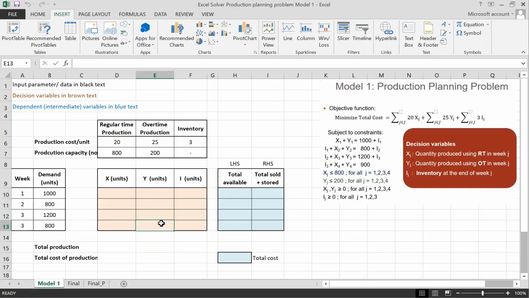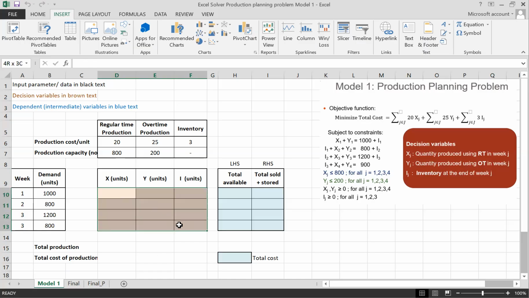So here we are referring to these orange cells as decision variables. What are these decision variables? These four cells here correspond to xj decision variables: x1, x2, x3, x4. These are the quantities produced using regular time production mode. Similarly, these next four cells are yj variables, which are overtime production quantity. And the last four variables are the inventory at the end of jth week.